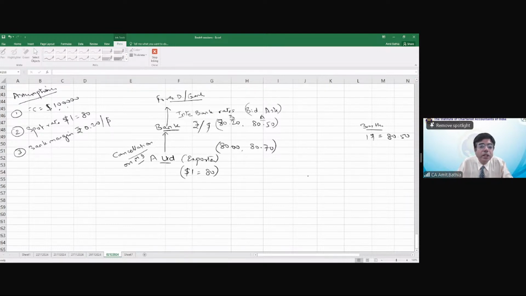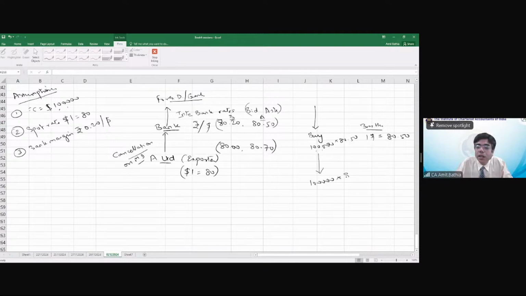Okay, spot rate is 80.50. So you will have to buy from the market. Yes, sir. The bank is now going to essentially buy $100,000 at 80.50.